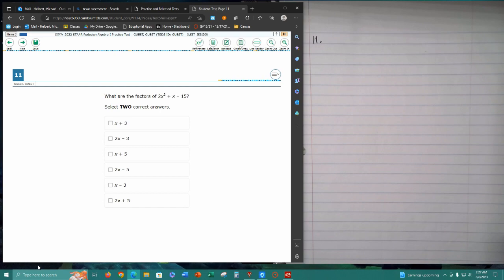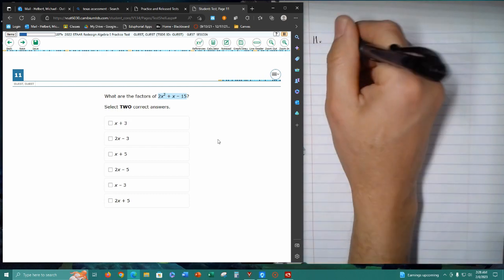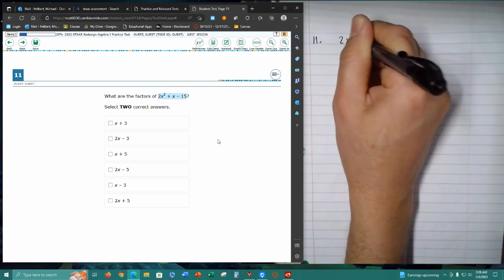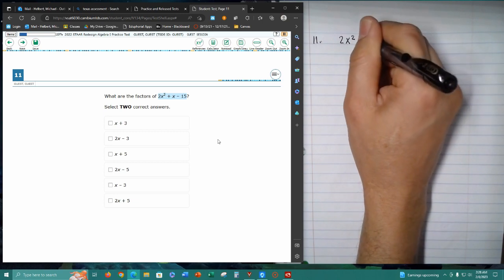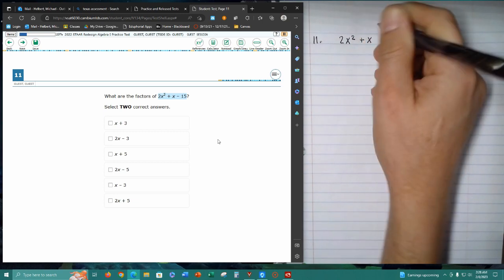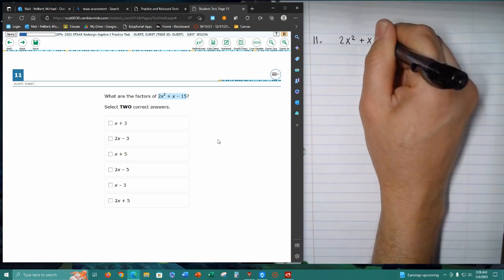Now this one right here is not too difficult to factor, and we're going to do that. I'm going to do it by hand. That's really the way this is intended for you to do it. But if that doesn't work for you, I'll show you the trick at the end. So let's go ahead and take a look. First of all, we have 2x squared plus x minus 15.